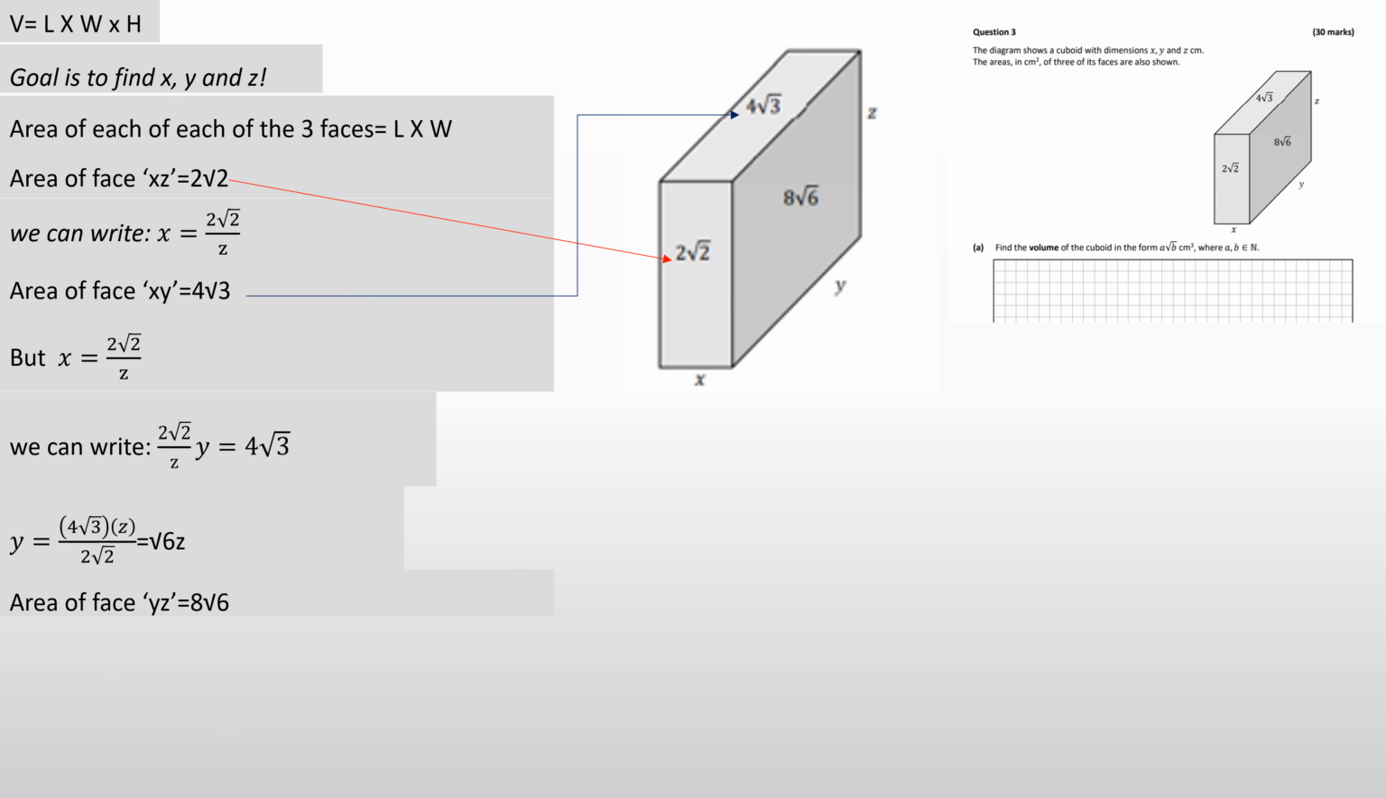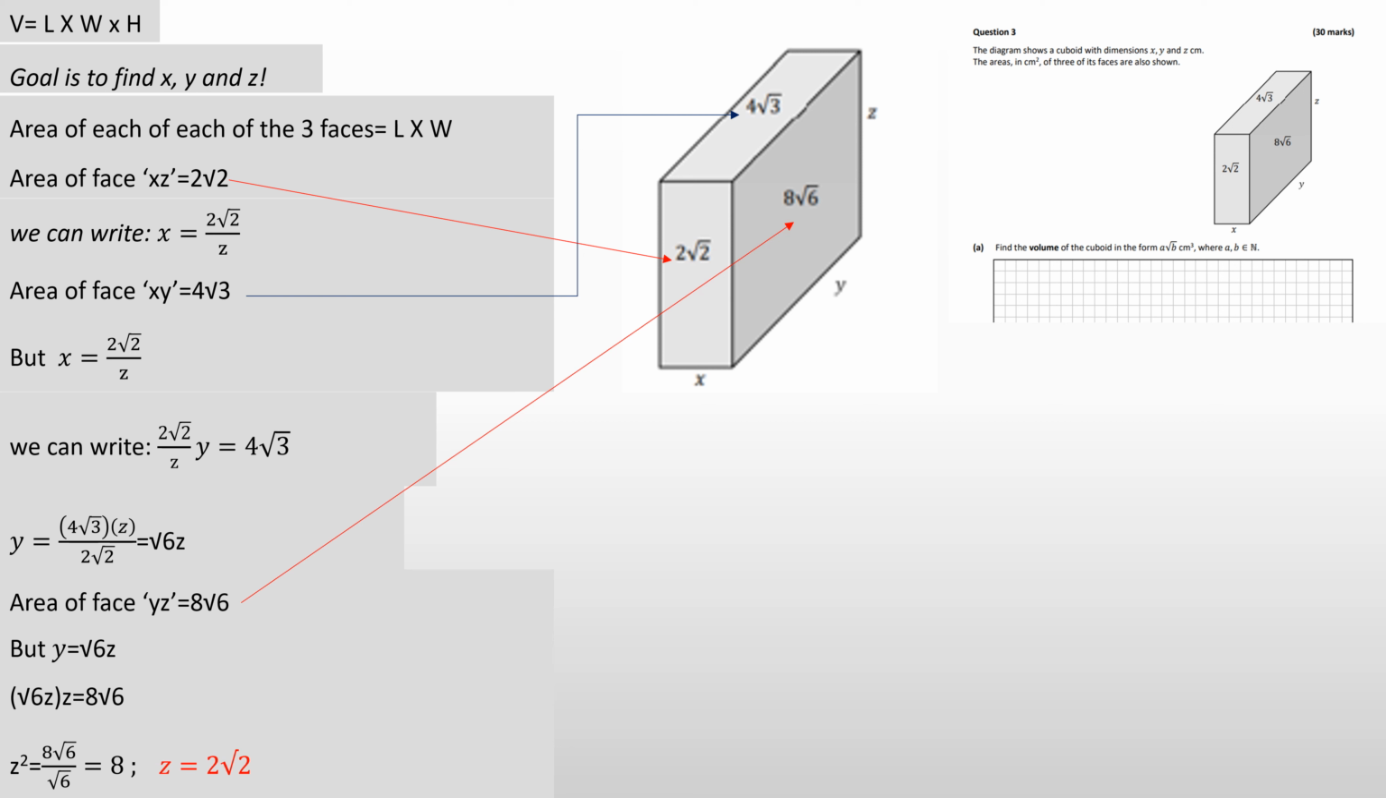Again, you can take the last face, which is the 8 root 6 face. You can say yz equals 8 root 6. Again, you can eliminate the y because now you have an equation for y. Because you know that y is equal to root 6 z, which we just found, you can put that in where it says y. So you end up with root 6 z times z equals 8 root 6.